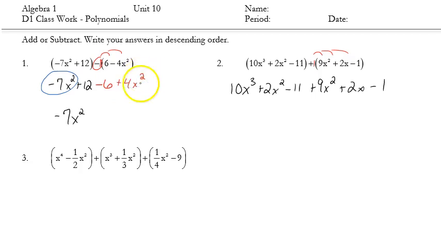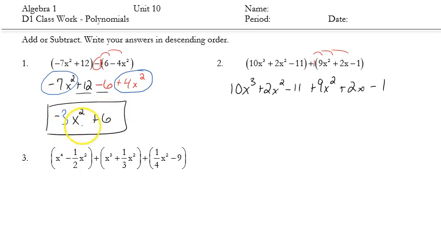Good catch. So I actually had two x squared terms, and so I can combine those to get -7 and +4. Gets me a -3x squared. And then I have a +12 and a -6. That gets me a +6 for my solution. These aren't like terms. I'm done.